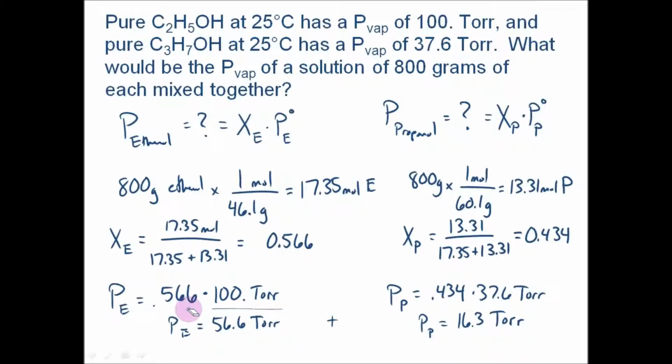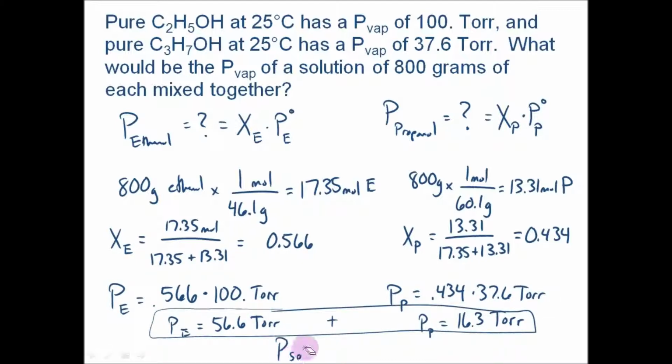And so when we add these two together, we have the solution vapor pressure, 56.6 plus the 16.3, is 72.9 torr. So that would be the vapor pressure of the solution when these are mixed. So we find the mole fractions, multiply the mole fractions by the values when pure, then add them together. And this is how you do a solution that has a volatile component as the solute.